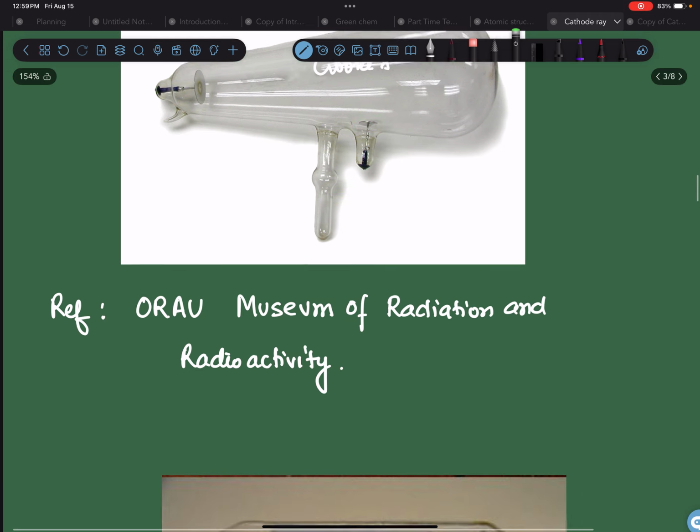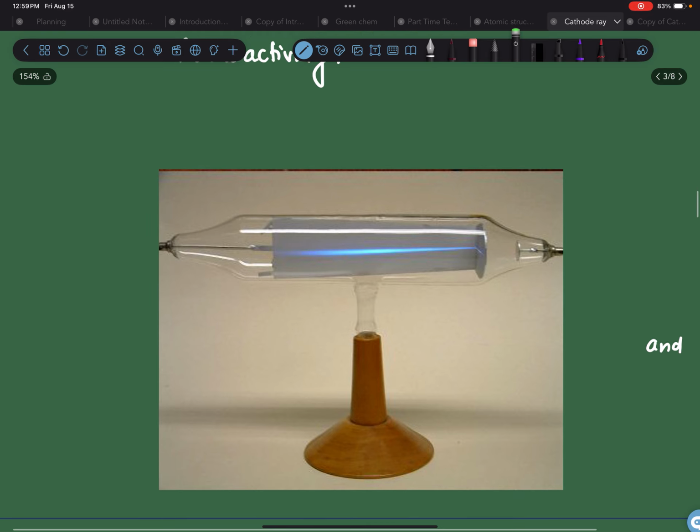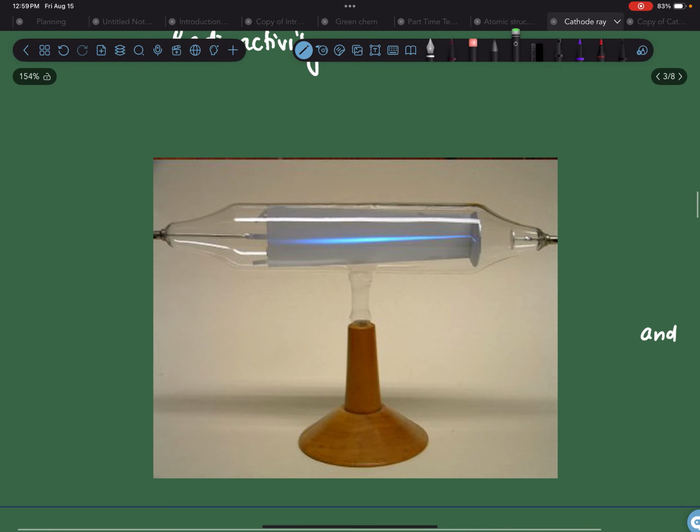Now what he did, this is a modified setup. This white paper which you can see here is the fluorescent material. Instead of putting it behind the anode, what he did is, this is the cathode, this is the anode, right? He put the fluorescent material here so that he can actually see the radiation, right?